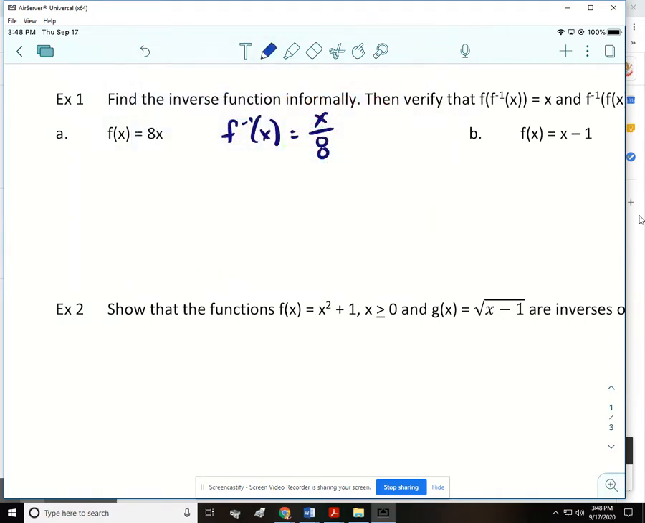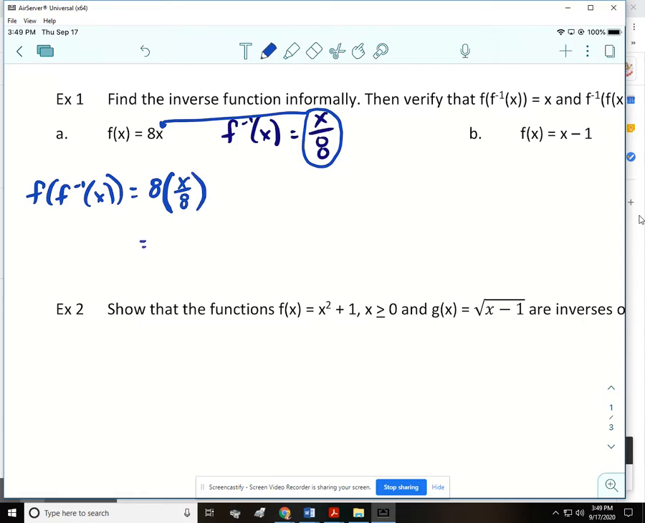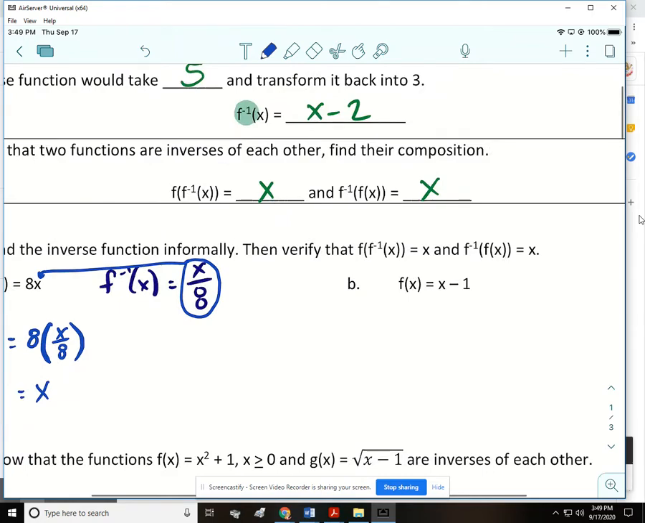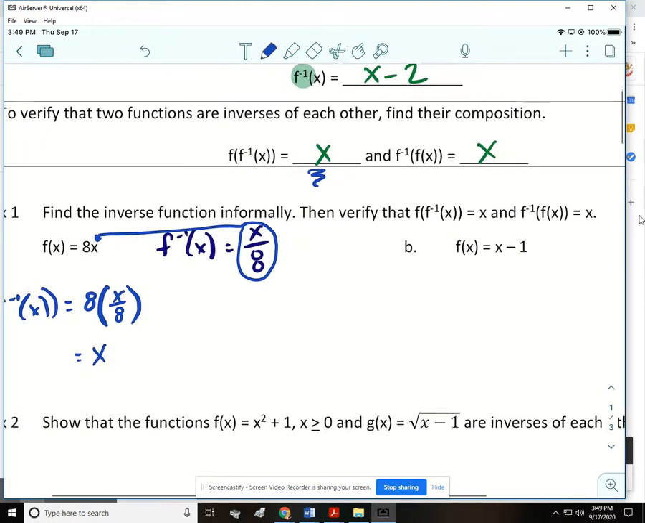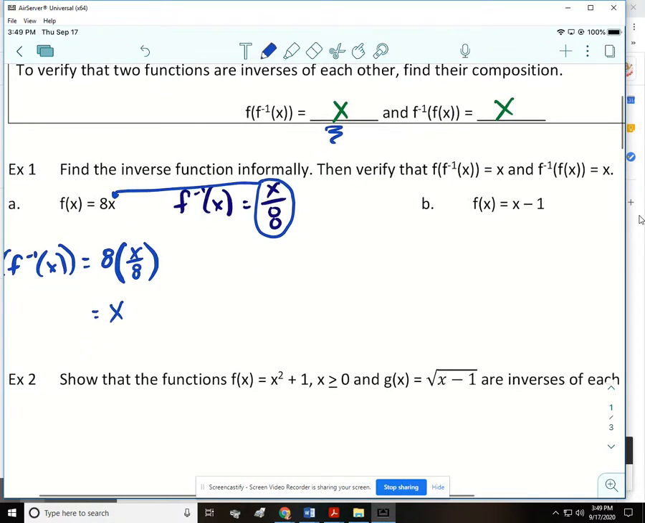The second part, we're going to find f of f inverse of x. All right, so we're going to take the inverse and put it into the f function. So we're going to take x over 8 and put it in for that x. So that means we are going to multiply it by 8. And when you multiply 8 times x over 8, you're just left with x. That's what we want to happen if they are inverses, if we got the right one.